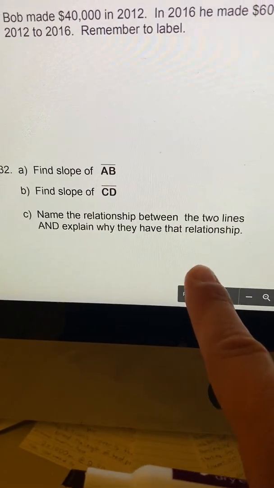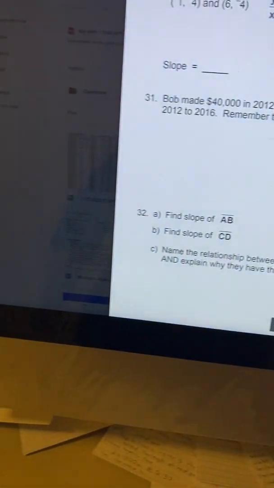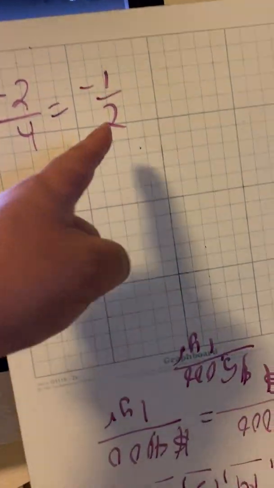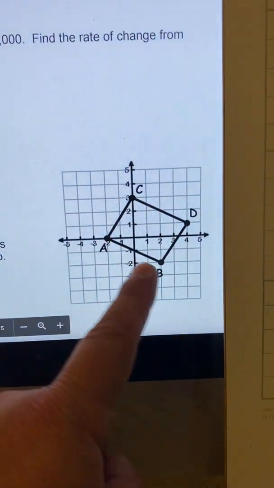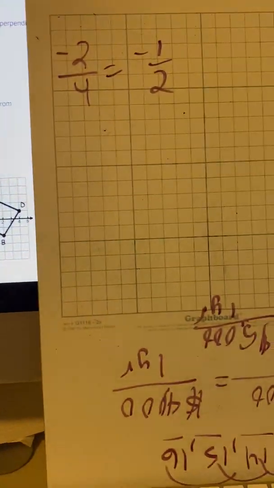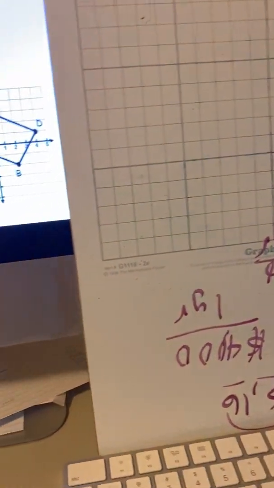Name the relationship between the 2 lines and explain why they have that relationship. Okay. Number 1, you got to be able to know they're parallel lines. They have the same slope. So to explain these things, how do I know they're parallel lines? How do I know AB and CD are parallel lines? Because they both came out to have the same slope. I could say, because they both came out to have the same slope, I know that AB and CD are parallel lines. Those are the relationship and the explanation. You have to have them both. Alrighty, page 5 is up next.